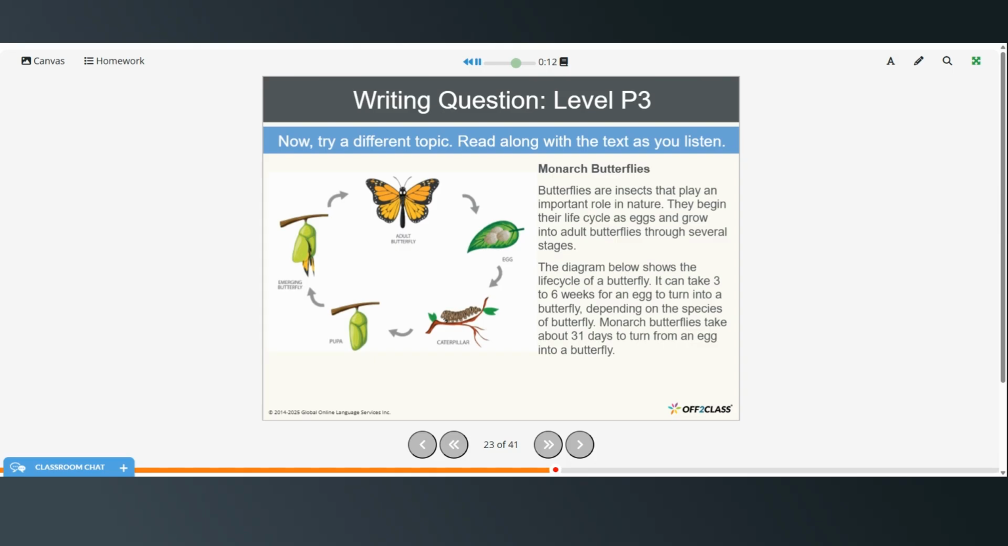It can take 3 to 6 weeks for an egg to turn into a butterfly, depending on the species of butterfly. Monarch butterflies take about 31 days to turn from an egg into a butterfly.